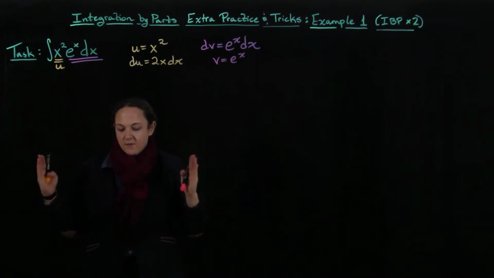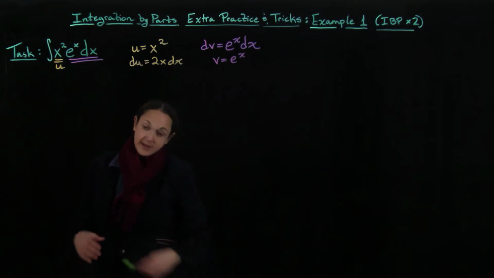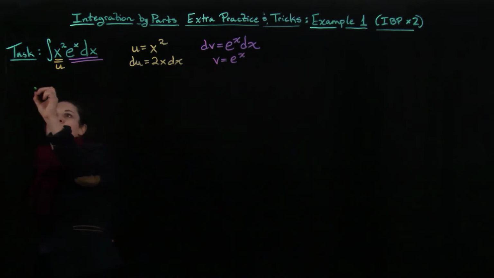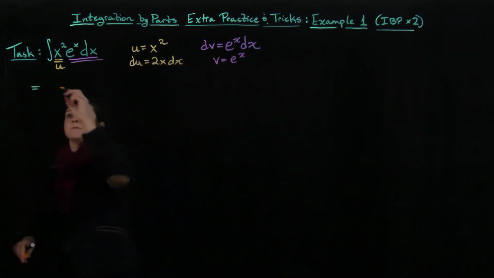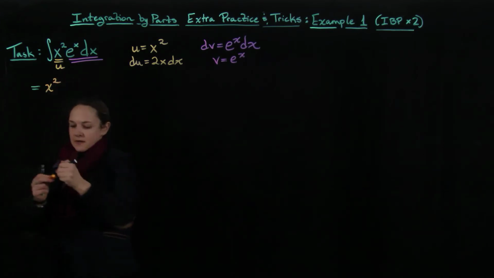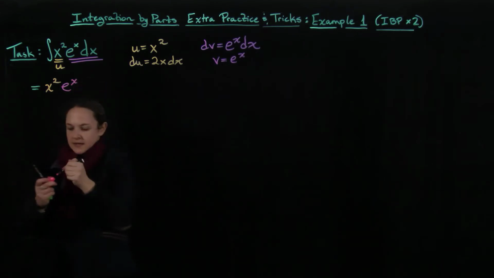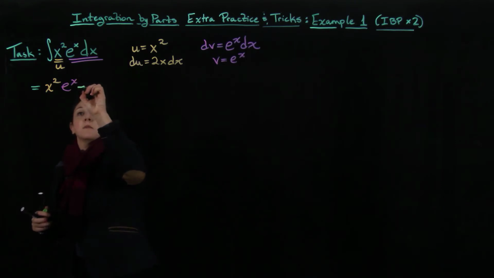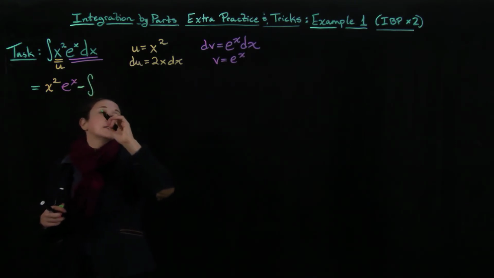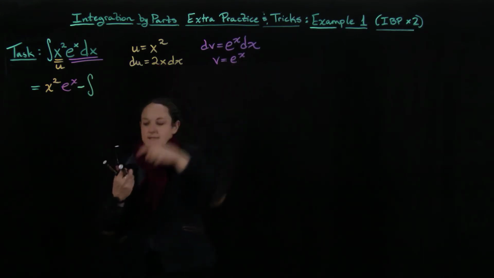And this is where we're going to be very careful with parentheses. But as long as we're being careful with parentheses, we can just go ahead, right? So what is this going to equal? Well, we're going to get u times v, so we take our x squared and then we take our e to the x. And now we need to subtract off, so minus the integral of, so now we need our v du, so we're just going to get 2x e to the x dx.